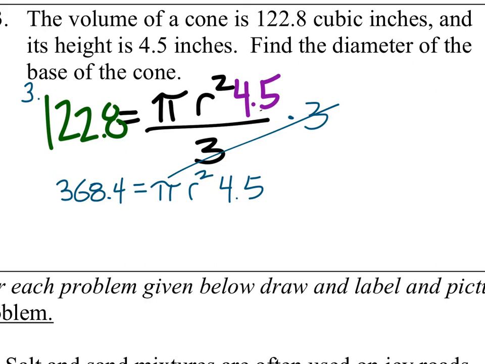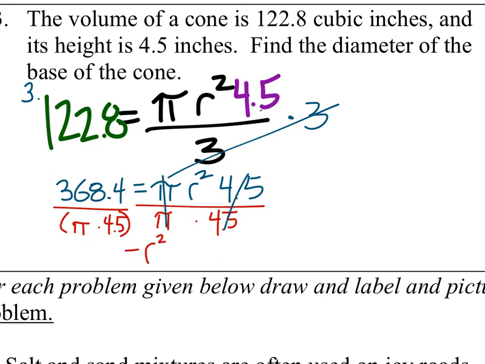Just like solving for a cylinder, we're going to divide both sides by pi times 4.5. In my calculator, in parentheses, I'm going to use pi times 4.5. This cancels those out and leaves me with r squared, but we'll have one more step. 26.06 is the radius squared, but I don't want radius squared, so I'm going to square root that, which leaves me with just the radius. The square root of 26.06 is 5.1. So the radius is about 5.1.